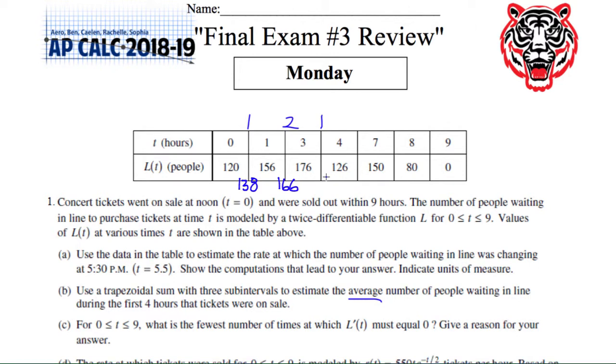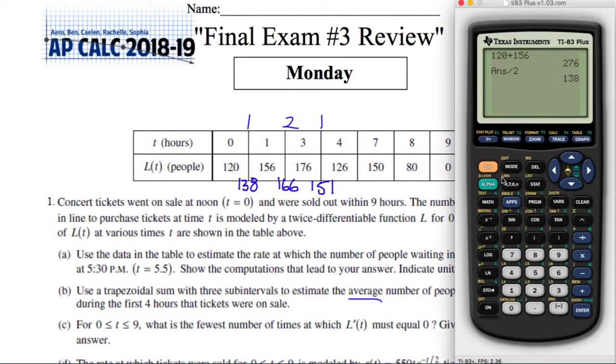And then this one is also easy. This is going to be a distance of 50. Okay, so it's a little bit harder. It's 25, so it's going to be 151. And I can just check that in my calculator as well. 176 plus 126 divided by 2 is indeed 151.